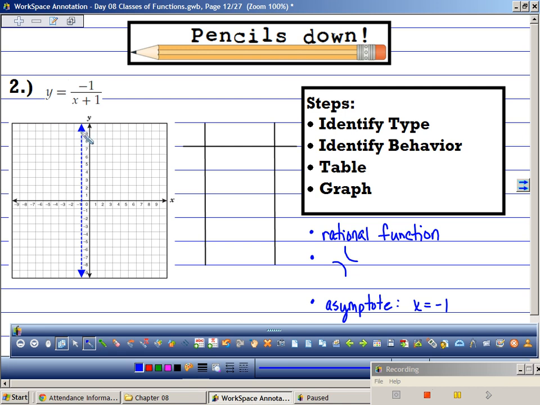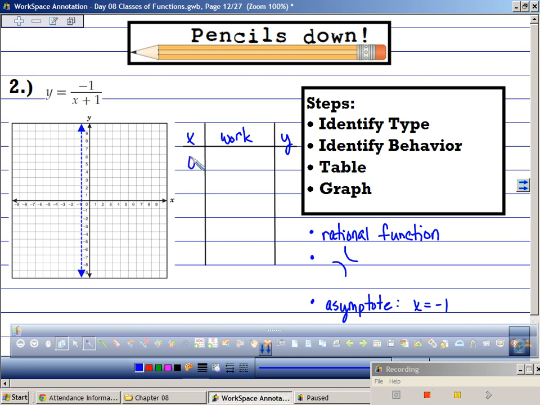All right, so now I know the behavior because the behavior works around that asymptote. So where would you start? Where would you guys start? I would start at 0. So I would have -1 times 0 plus 1 equals, what's -1 over 1? -1. 0 and -1. Can't really go in this direction, right? Or this way.